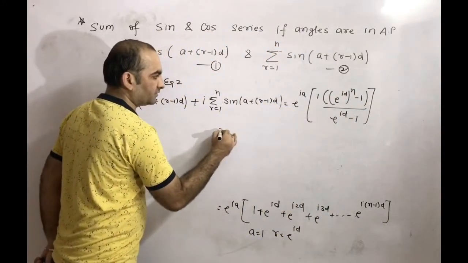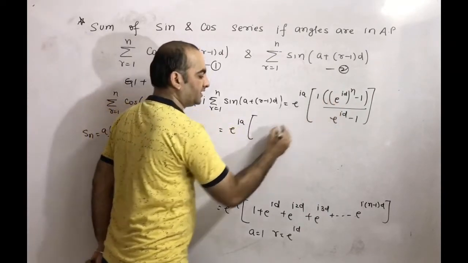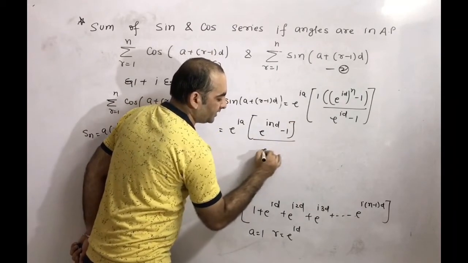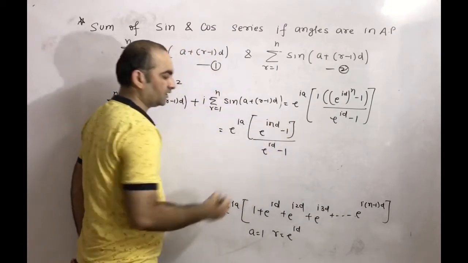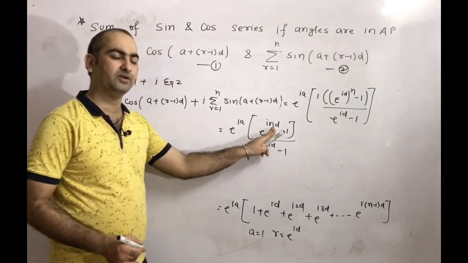So this one we can write as e^{iα} in bracket. This one we can write as (e^{ind} − 1) divided by (e^{id} − 1). Okay. Now in this term we are taking e^{ind/2} common.